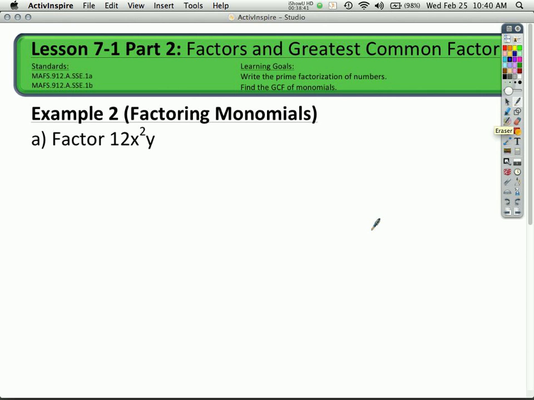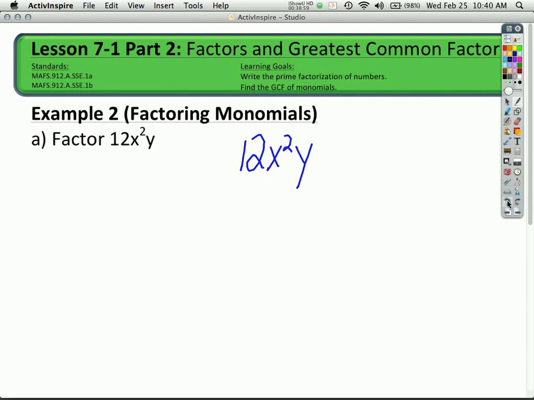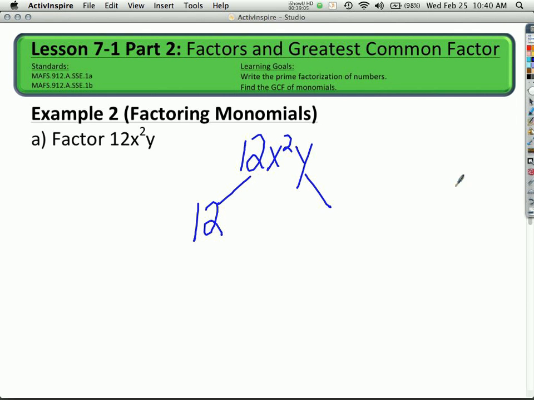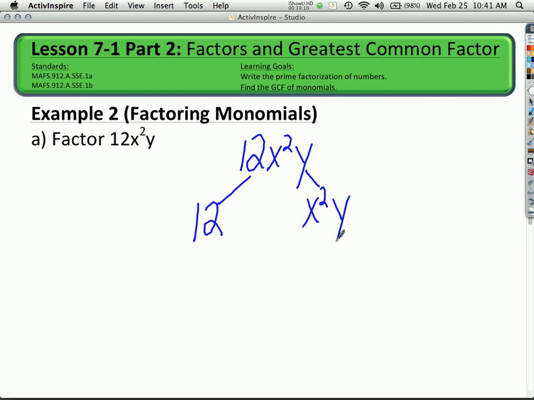So we start out with 12x squared y. And we would like the factorization of that. So what we're going to do is we're going to separate the coefficient from the variables. Because this is a multiplication problem right there. So the first factor pair is 12 times x squared y. That's the first factor pair. Right? Because if I multiply these two together, I get that. That's what a factor pair is. Two things you multiply together to get a result.